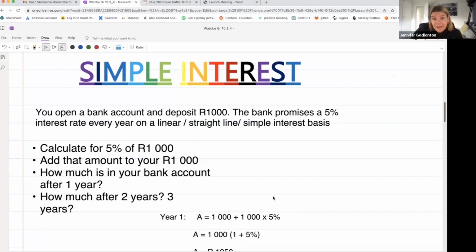So let's have a look at this. If we opened a bank account and we deposited 1,000 Rand. Deposit just means we're putting 1,000 Rand into the bank. And the bank is promising us a 5% interest rate every year on a linear, or straight line, or simple interest basis. These are all different ways of saying simple interest, and it's because the same amount is going to come each year.